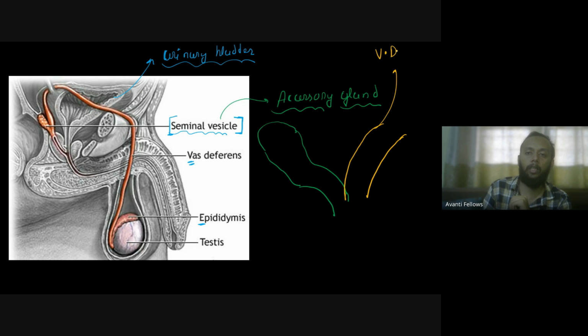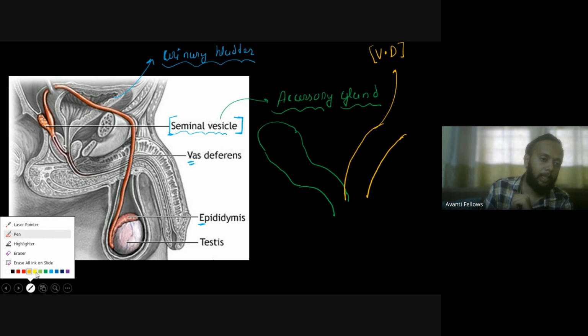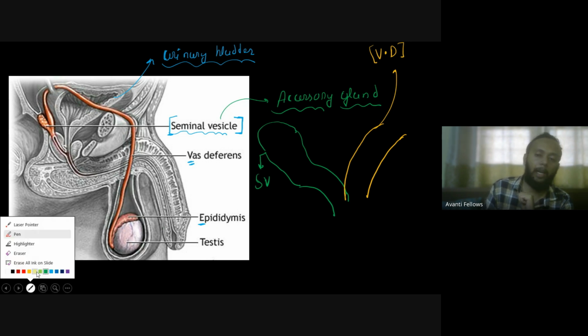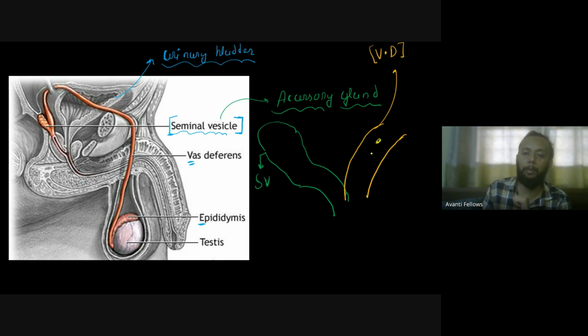Vas deferens. In short, I'll write VD over here, and this green one here is going to be called my seminal vesicle, which I'll write as SV. Okay. Now what is happening? What is coming from here? The male gametes are coming from here. So from here you will have the male gametes. Male gametes are traveling from here. These are all my male gametes.